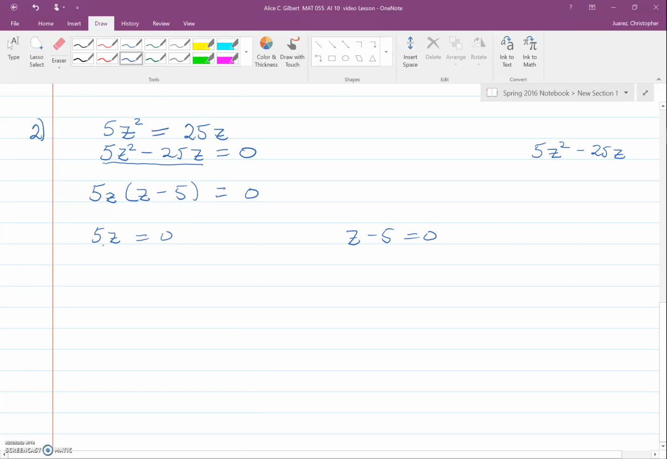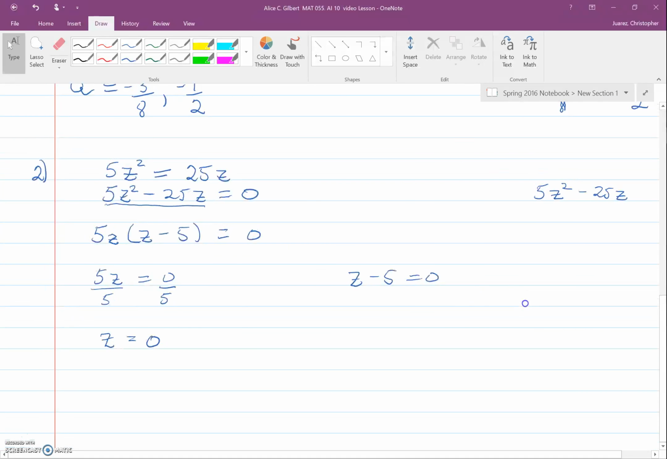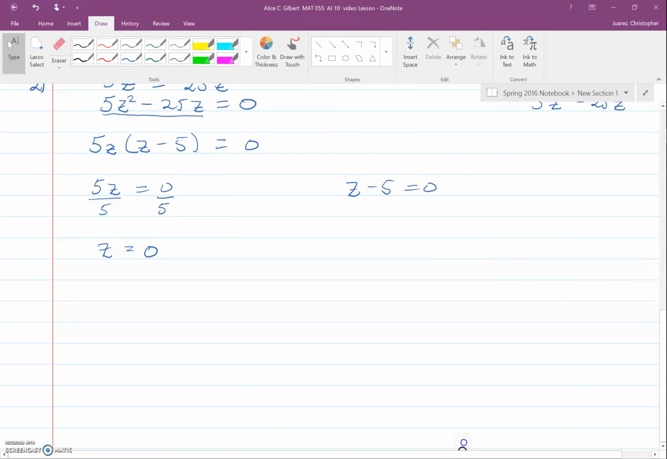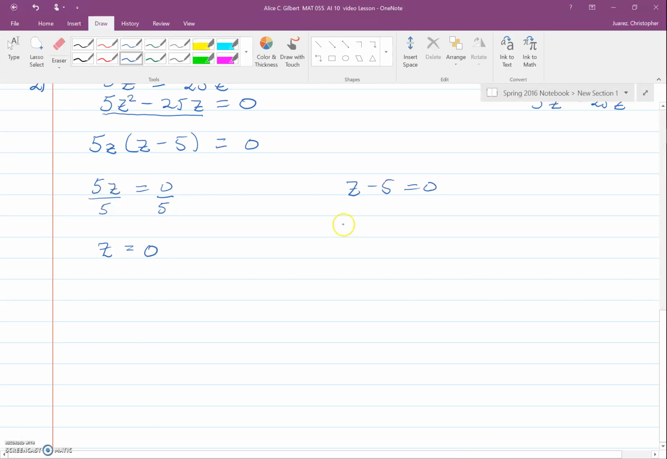So I'll set each factor equal to 0 and solve. When I divide by 5, if I do it to one side, then I have to do it to the other. And so I get z equals 0. That is a fine answer. Just because it's called the zero factor property doesn't mean we always get a 0, but sometimes we do, and that is an okay answer. And then for this one, I'm going to add 5 to both sides. So I get z equals 0 or 5.